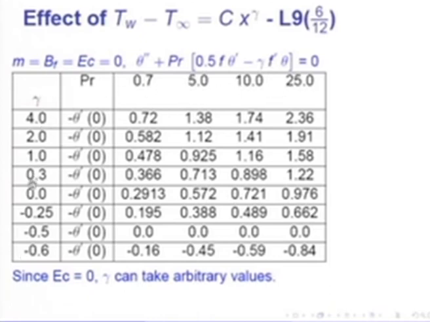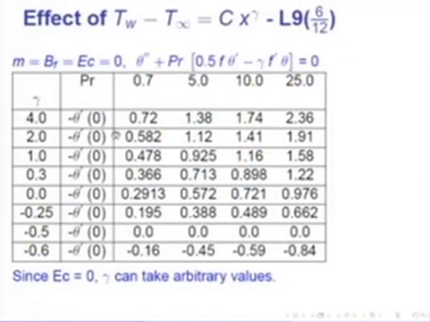Wall temperature variation: a gamma positive indicates that the temperature of the wall is increasing with x, whereas a negative value of gamma indicates the temperature is decreasing with x. So, what do we find? Let us look at results at any one Prandtl number, and you will see, compared to gamma equal to 0, where wall temperature is constant, as gamma increases, that is the wall temperature increases in the x direction, so does the Nusselt number or the solution, which is minus theta prime 0, increase.